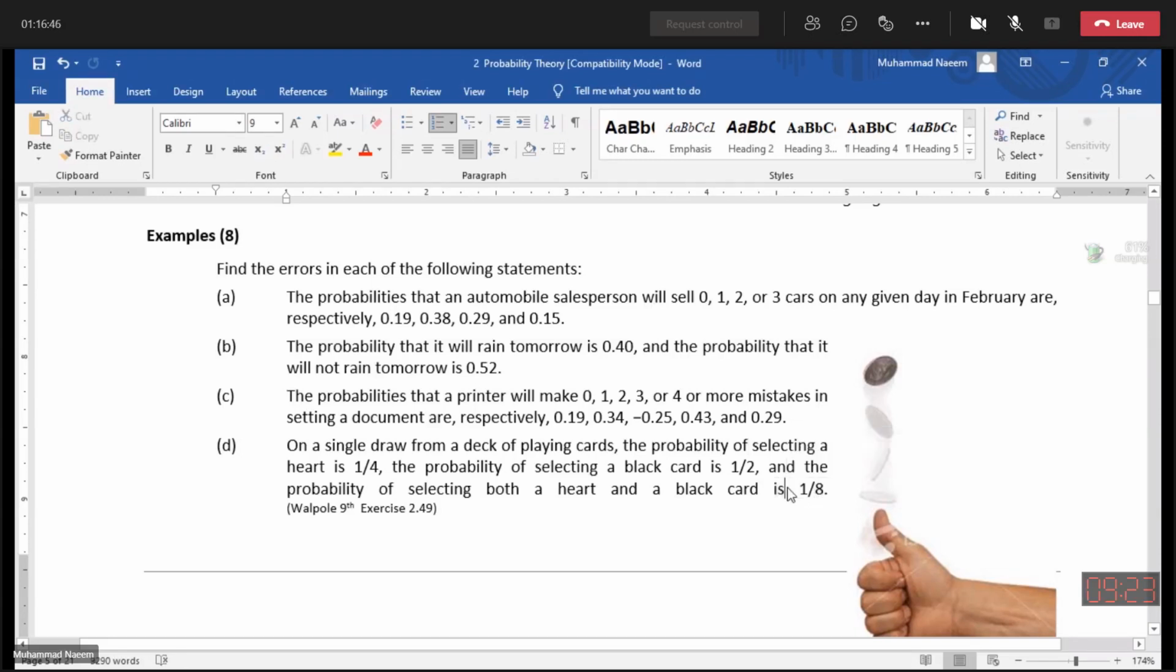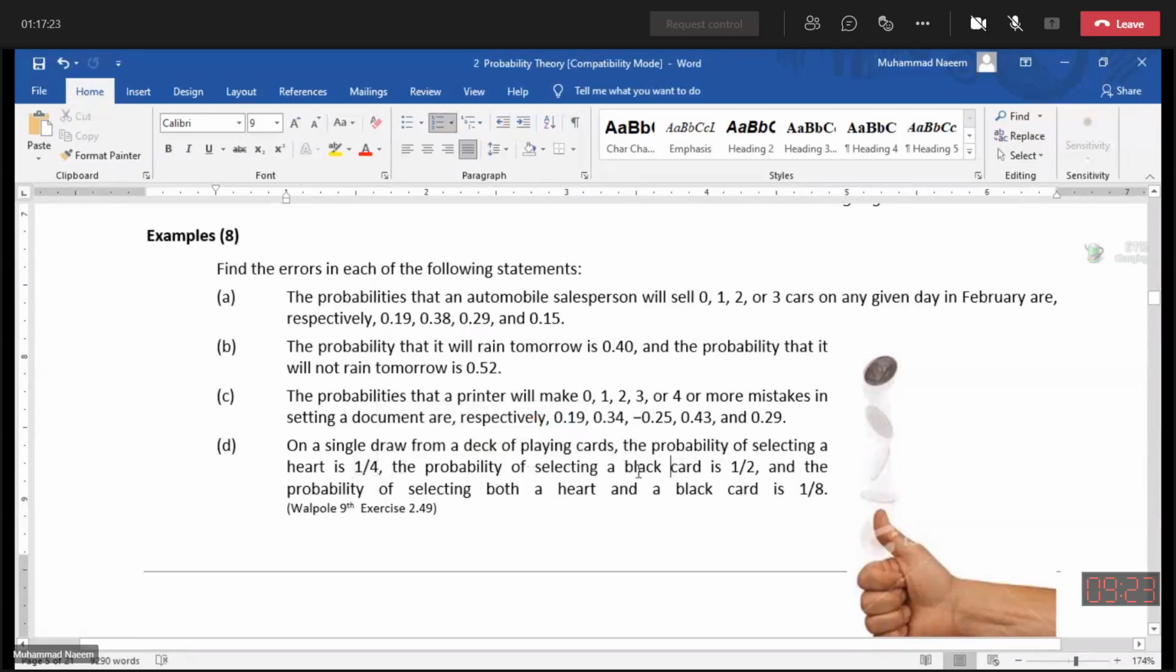So which is also wrong. We have to deal with this problem in a different way. First of all, we must trace out the categories. Our one category is of a heart, so total hearts are 13. 13 out of 52. The answer is 1 by 4. Okay, that's fine.